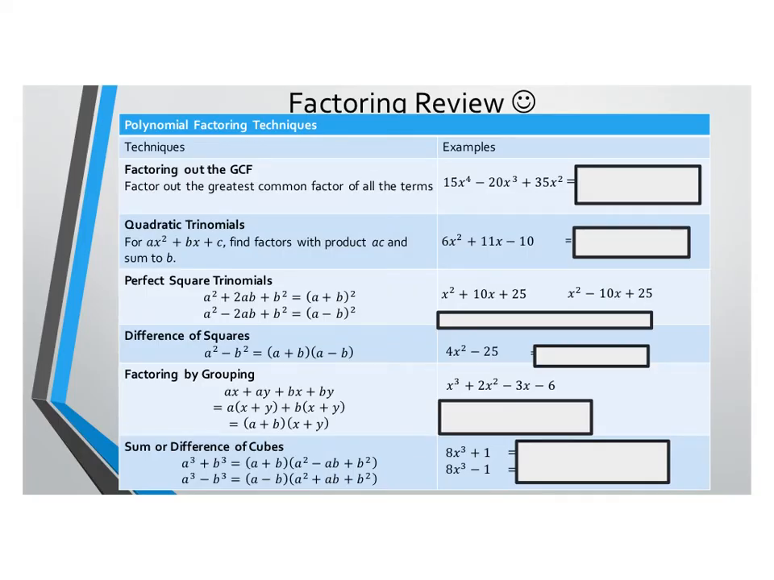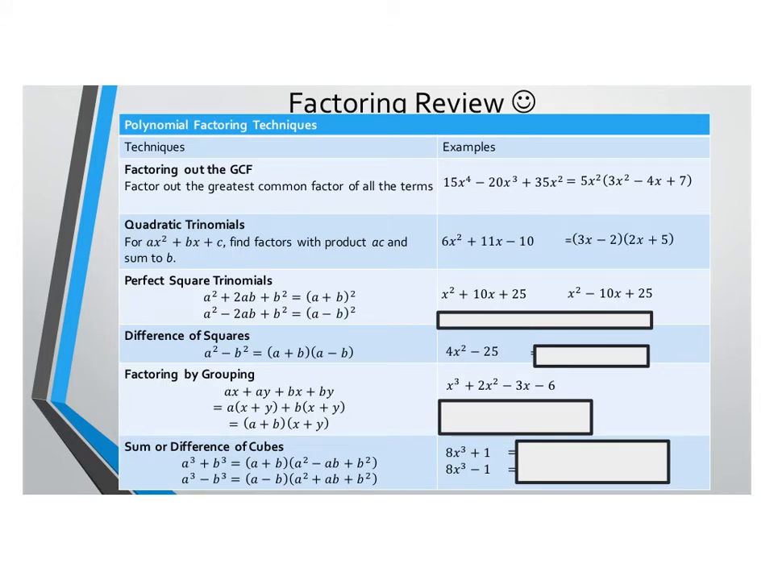So let's review all the ways we know how to factor. Notice the factor out the greatest common factor, that's just what we looked at. So if we look at the sample problem, 15x to the fourth minus 20x cubed plus 35x squared, we could factor out a 5 and an x squared. For quadratic trinomials, we want to find factors with product ac and sum to the middle term b. So if we look at our sample example, if I take 6 times negative 10, that's negative 60, and factors of negative 60 that add to give us 11 would be 15 and negative 4.